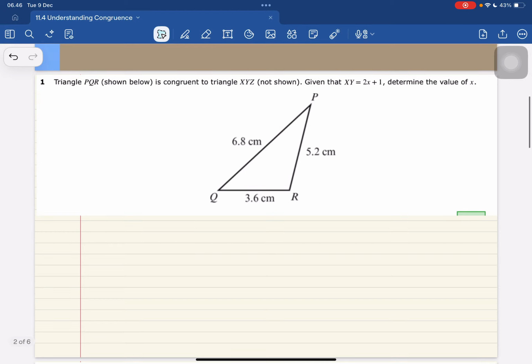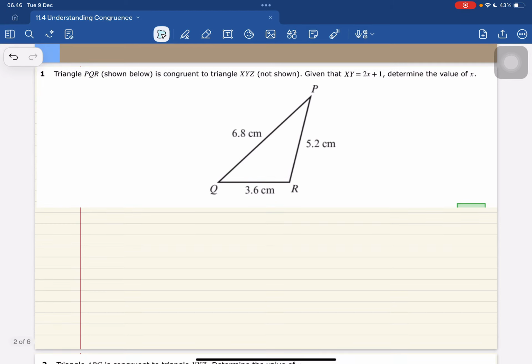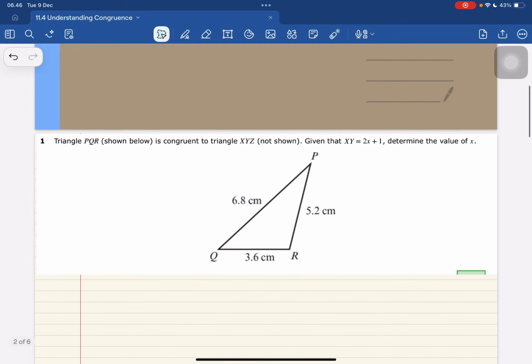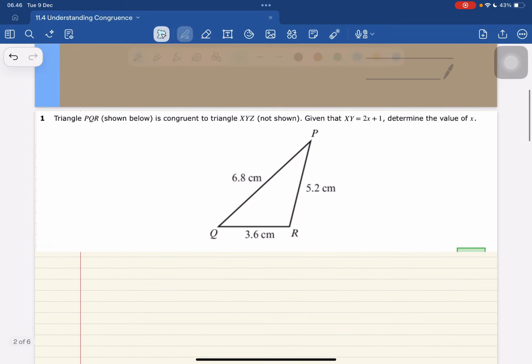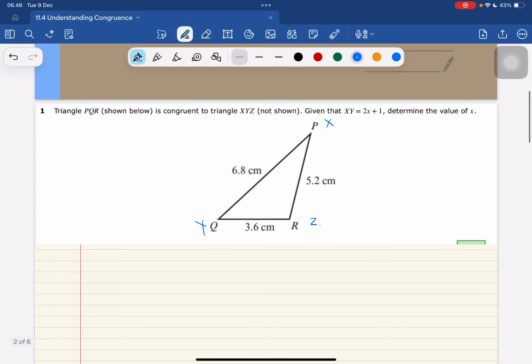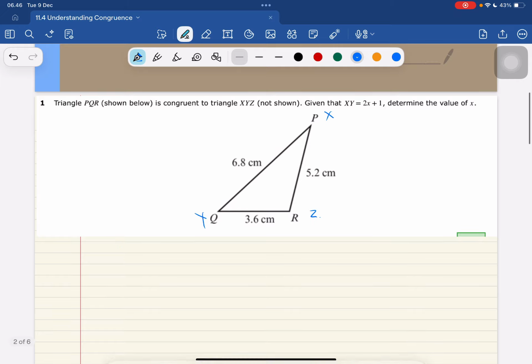Hi, in this video, I'm going to solve practice questions for understanding congruence. So look at it. Triangle PQR shown below is congruent to the triangle XYZ. Determine XY. So here, XY is congruent with PQ.